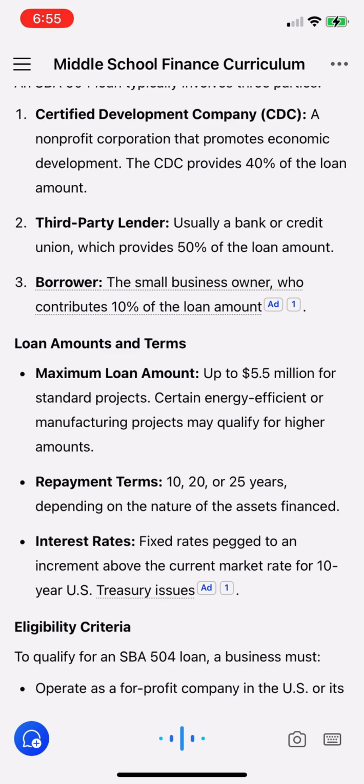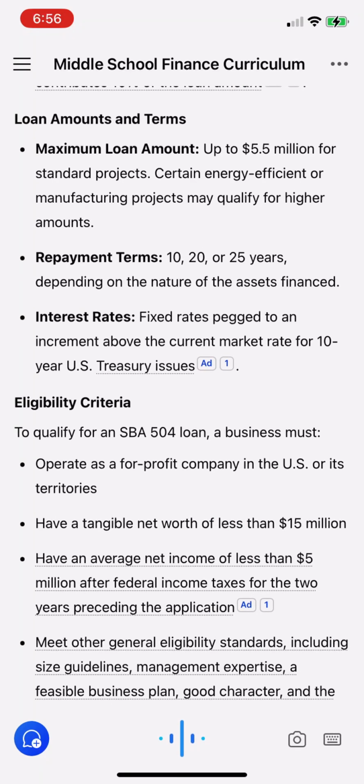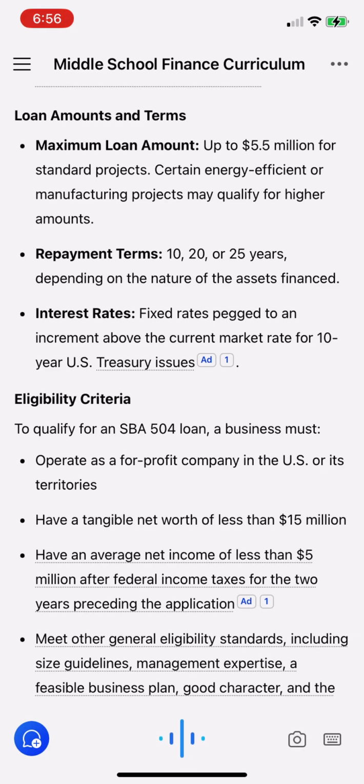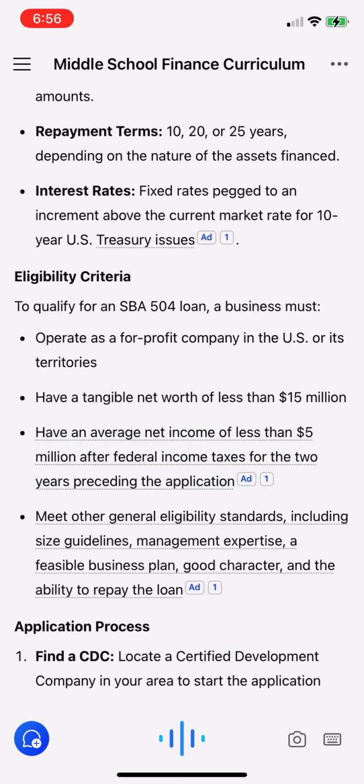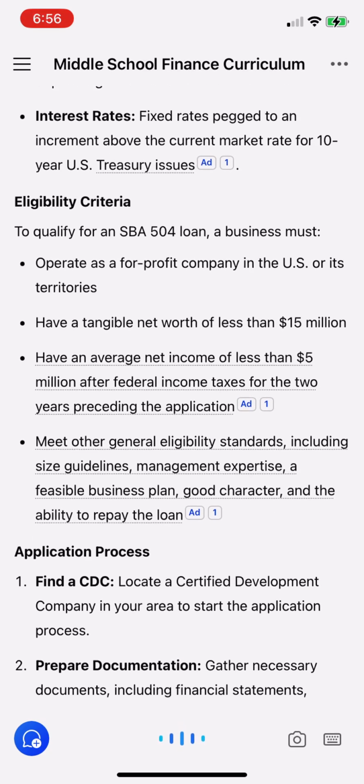Loan amounts and terms. Maximum loan amount, up to $5.5 million for standard projects. Certain energy-efficient or manufacturing projects may qualify for higher amounts. Repayment terms, 10, 20, or 25 years, depending on the nature of the assets financed. Interest rates, fixed rates pegged to an increment above the current market rate for 10-year U.S. Treasury issues.